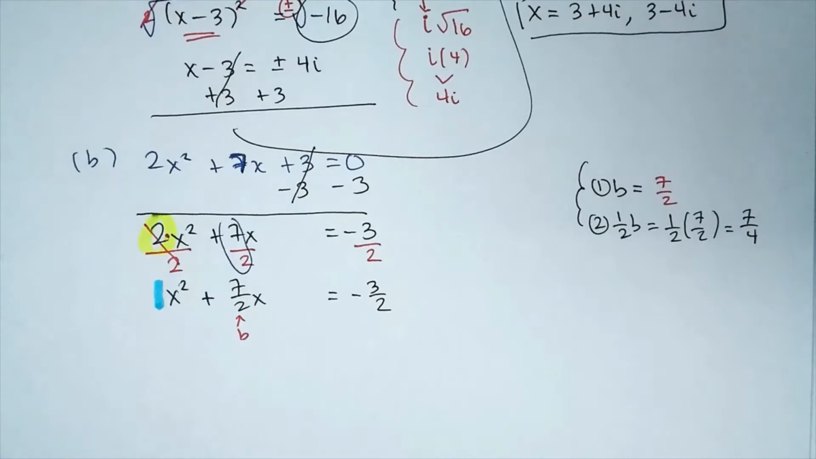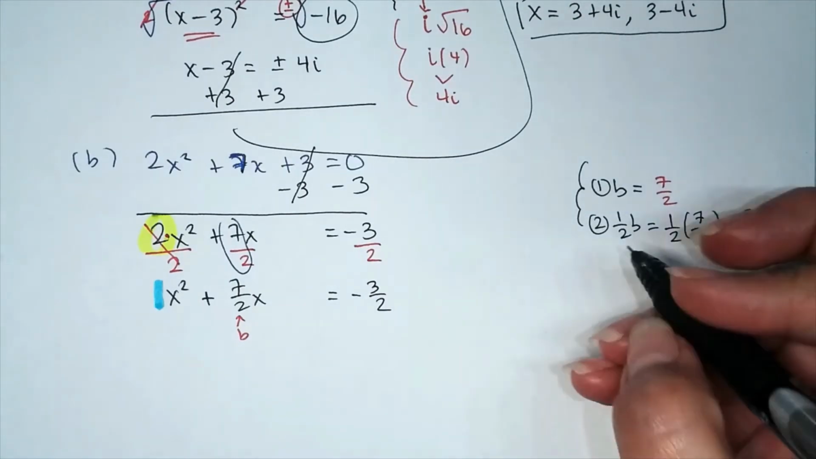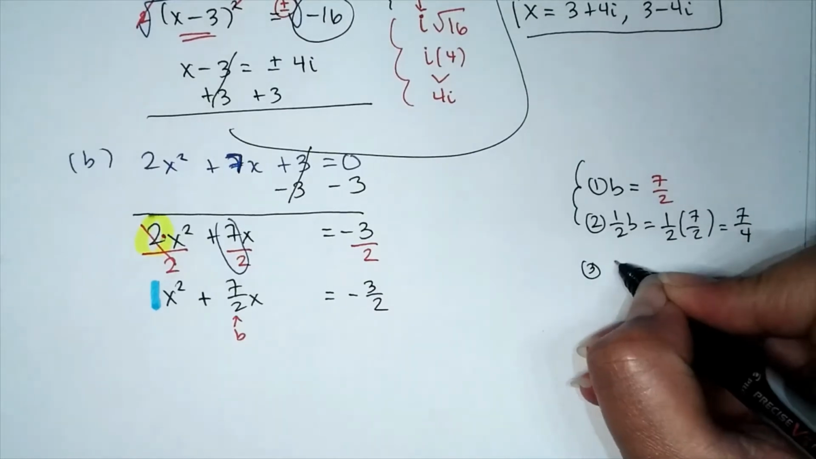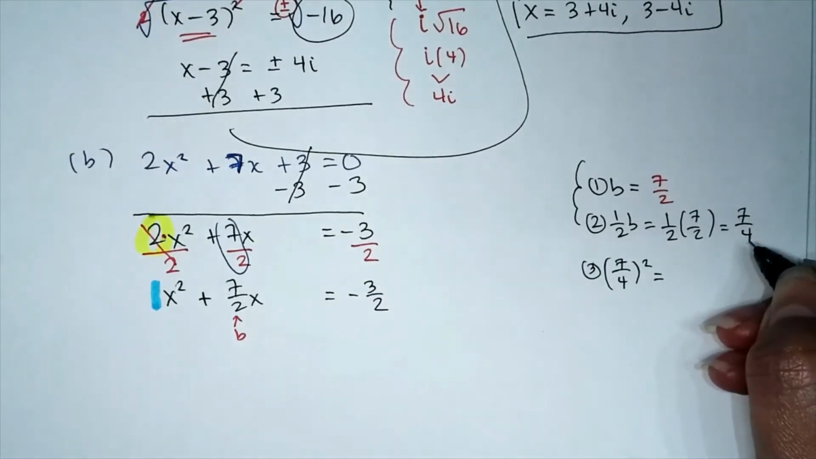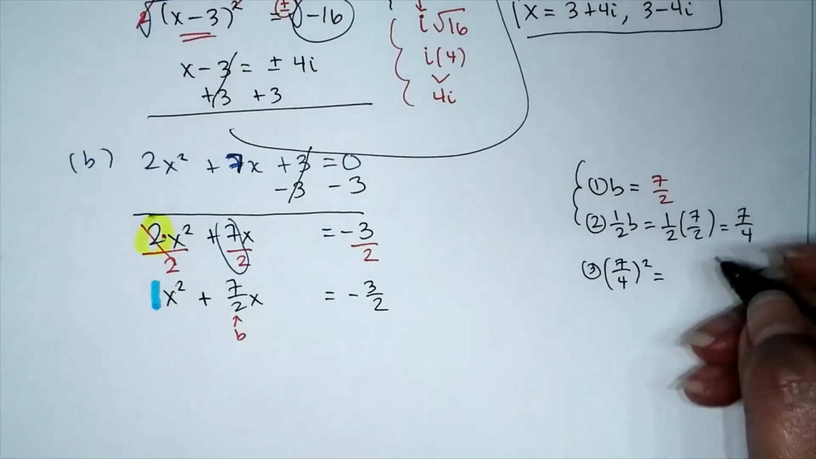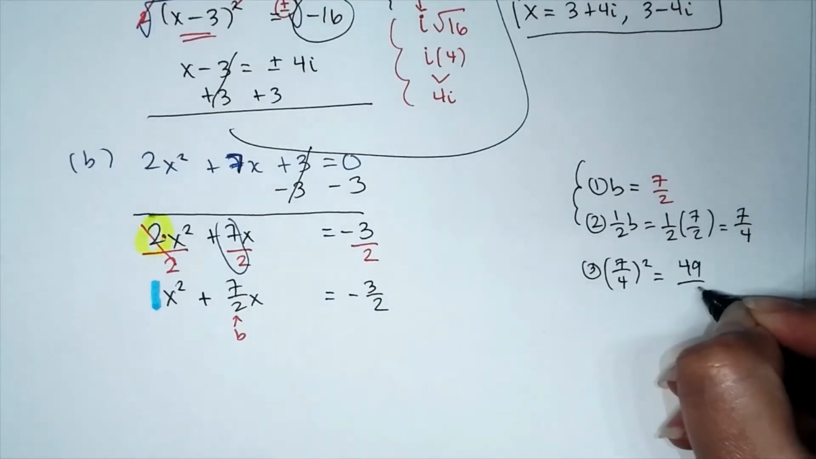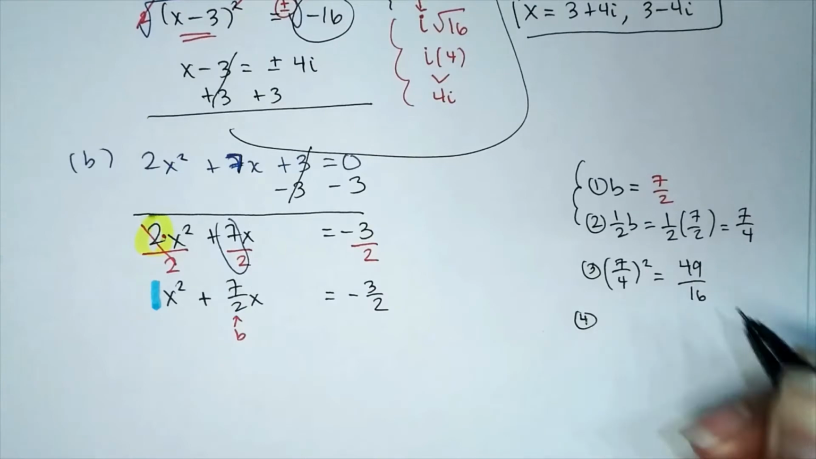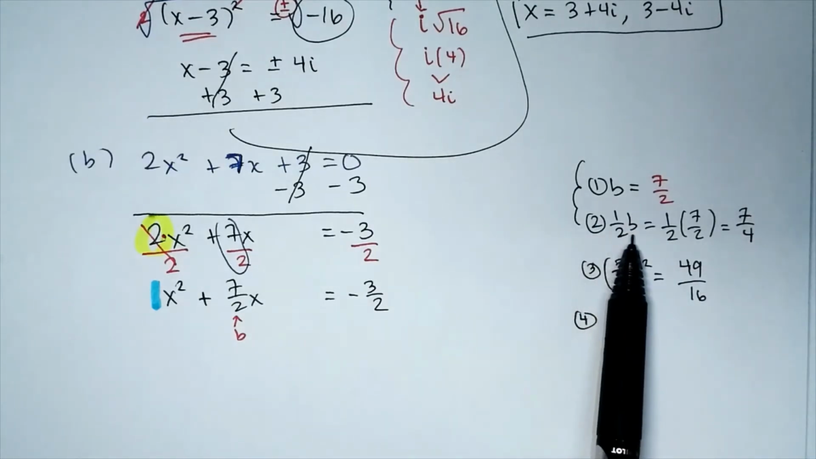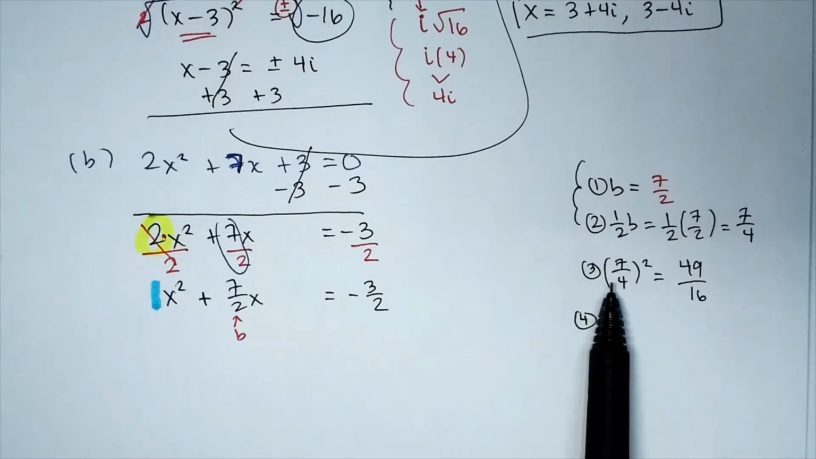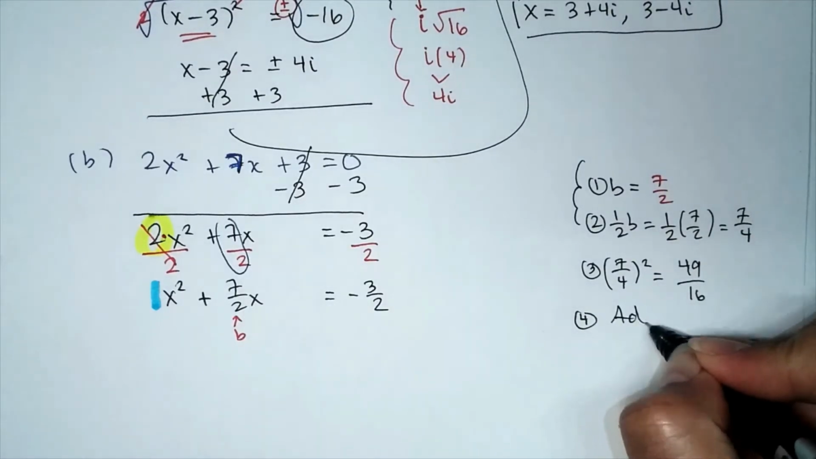1, we're going to identify b. 2, we're going to multiply it by 1/2. 3, we're going to square the result. So the result is 7/4. Square 7/4 and the result is 49/16. So to complete the square, 1, identify b. 2, multiply by half. 3, square the result. And then 4, add the result.